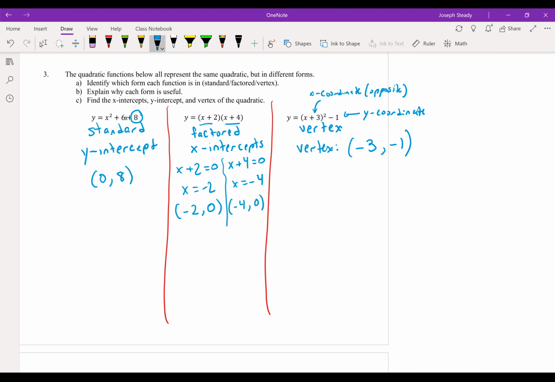And now we have figured out which form is which, we have figured out what they are good at finding, and we have found those pieces of this quadratic.